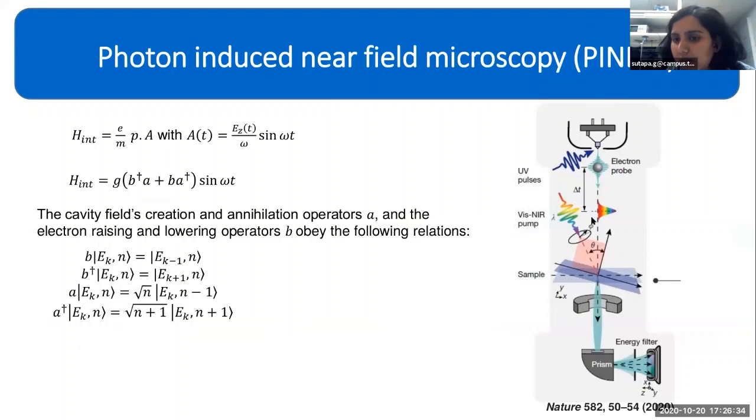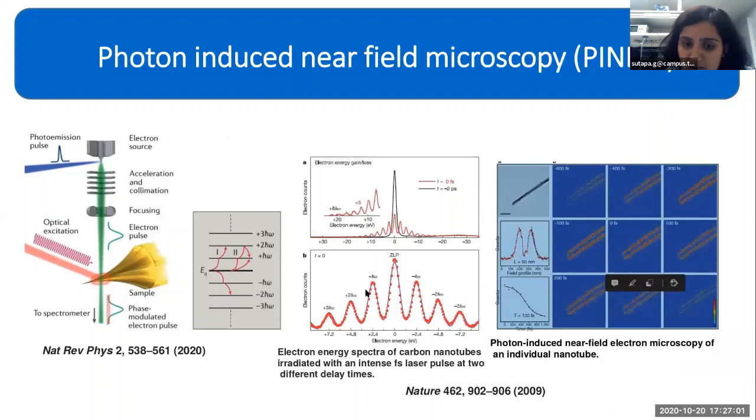I took this problem here, which was recently published in Ido's group. So I took the Hamiltonian. My Hamiltonian looks like P dot A. P is the momentum of the electron, and A is the light field. My light field is a pulsed laser, and the electron is represented by this raising and lowering operator. So it basically acts on E_k, and it shifts the spectrum in this direction or in that direction.